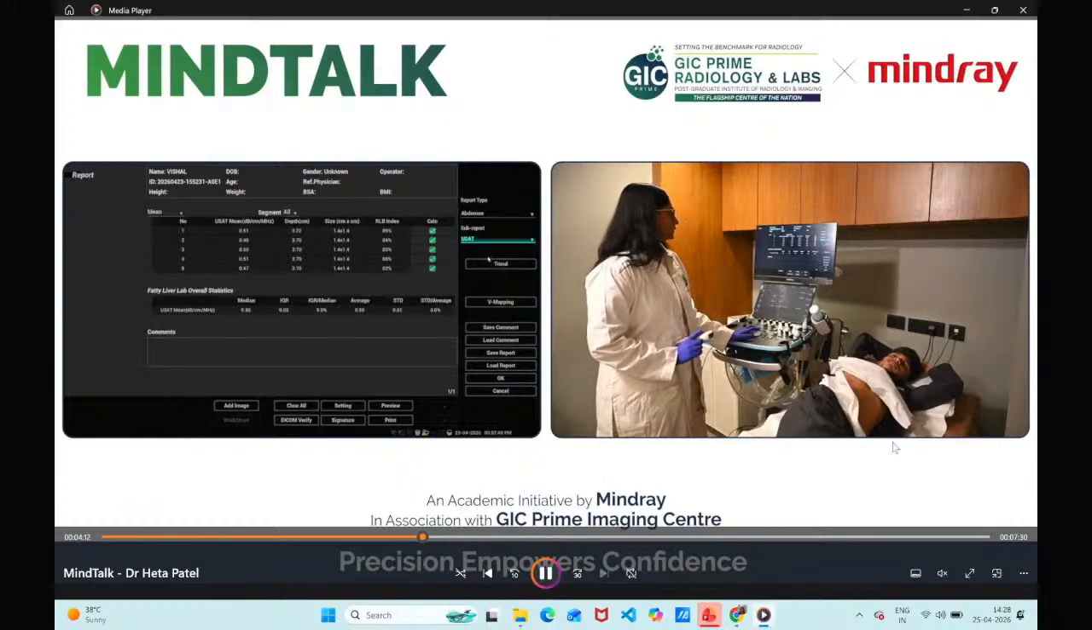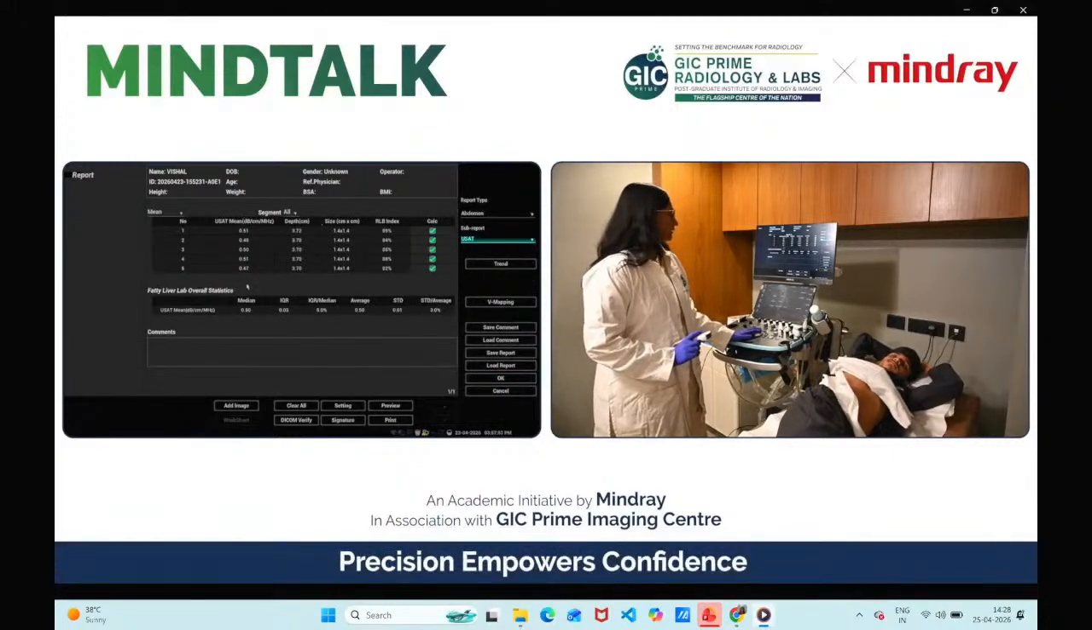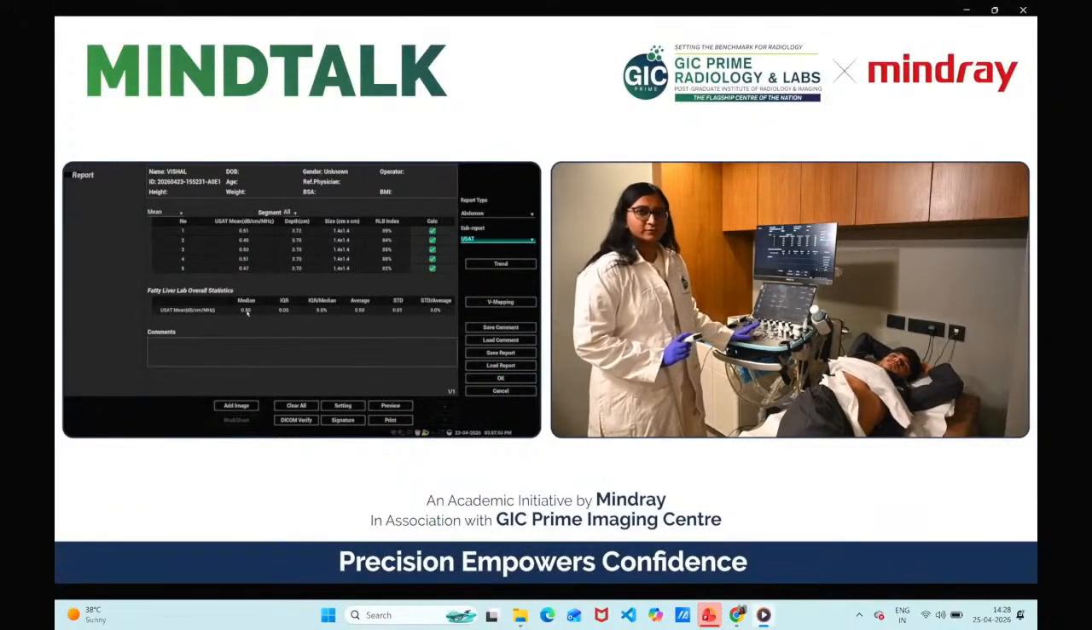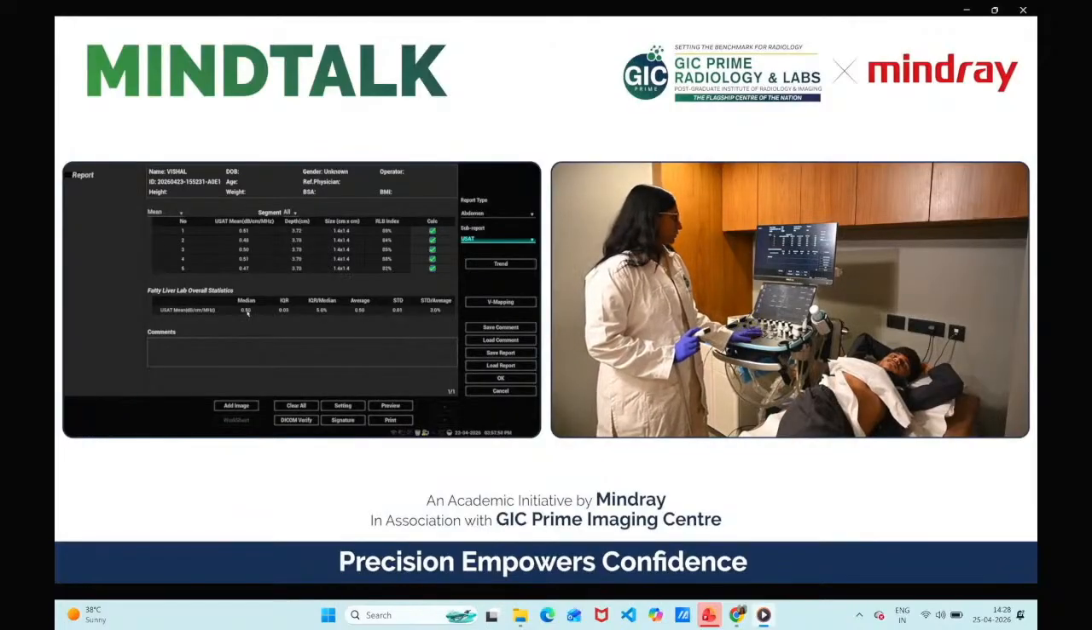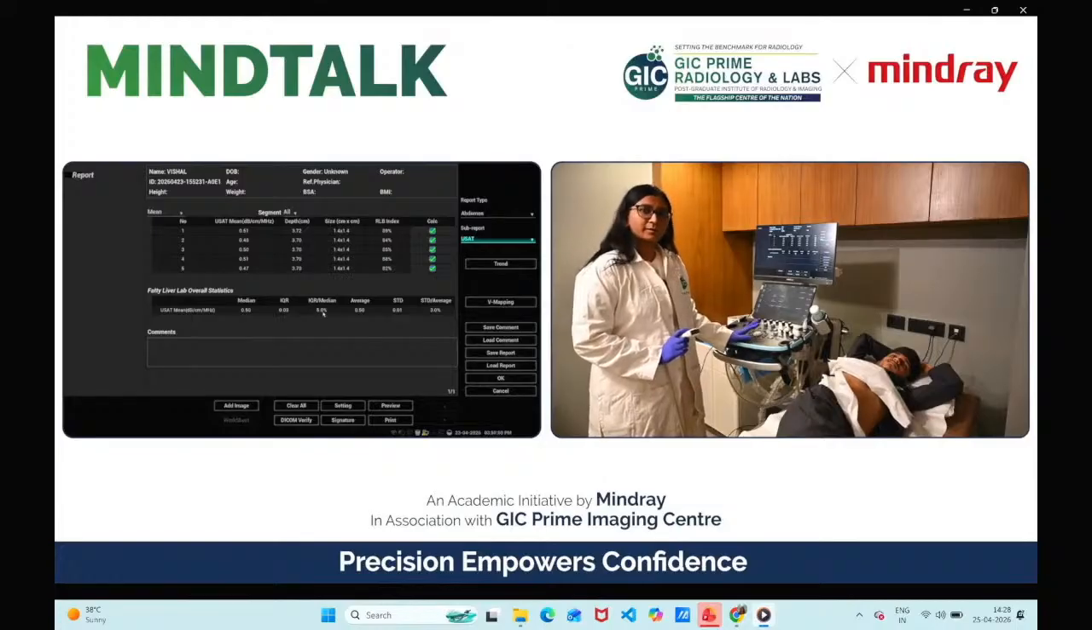So the machine has generated the median value, which is 0.50, which suggests there is no steatosis, it is normal. IQR by median ratio is 5.0, which is suggestive of good accurate images.